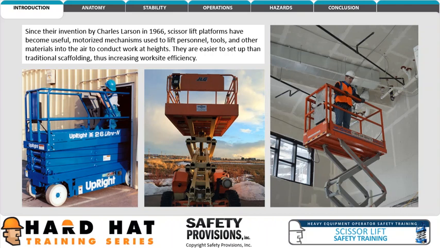Since their invention by Charles Larson in 1966, scissor lift platforms have become useful motorized mechanisms used to lift personnel, tools, and other materials into the air to conduct work at heights. They are easier to set up than traditional scaffolding, thus increasing worksite efficiency.